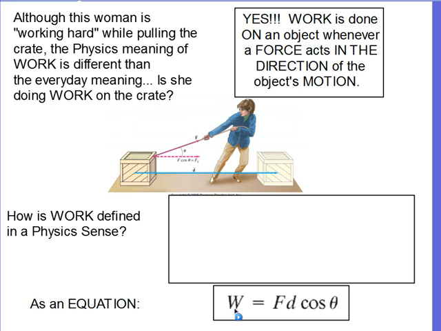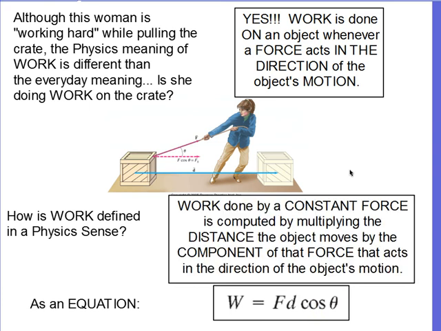As an equation, the amount of work that a force does is essentially equal to the amount of force exerted multiplied by the distance that object moves while that force is exerted, multiplied by the cosine of the angle between the force and that distance that it moves, or the displacement. It's pretty complicated here, so we want to look at the word equation to figure that out.